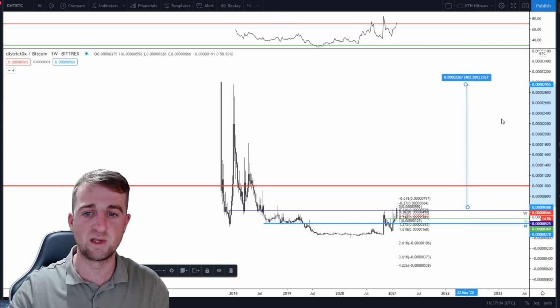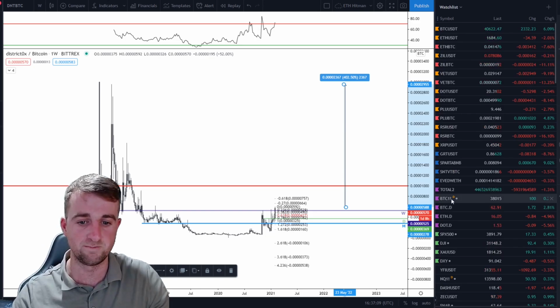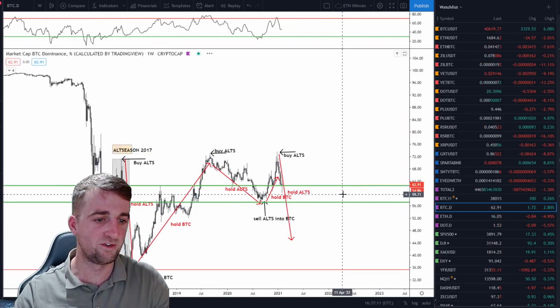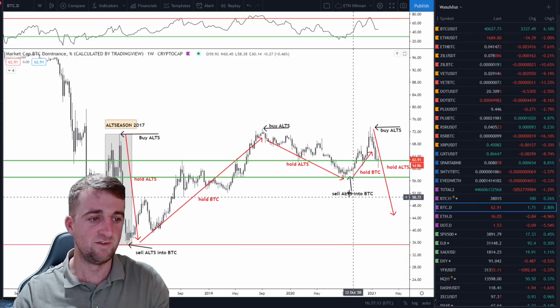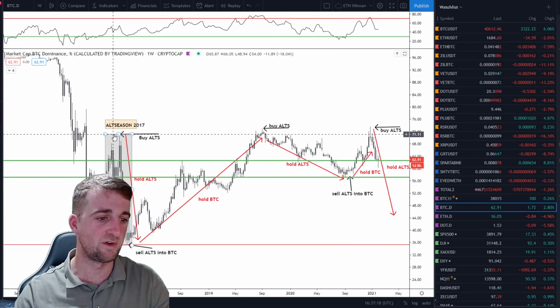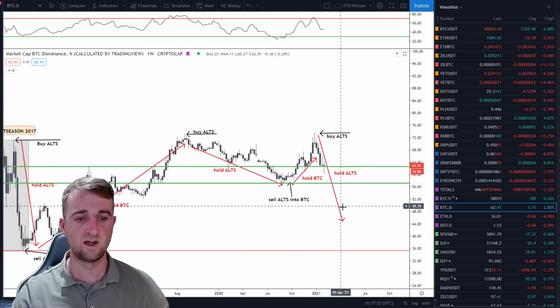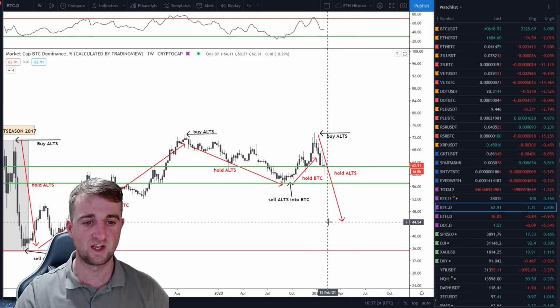If we just take a look at the Bitcoin market dominance, which will give us a good indication of when things are going to start running. This is what I've had marked up for a long time. This is alt season of 2017. As you can see, we did it at 71%. We dropped down to 35%. I'm hoping a similar scenario happens again around here.